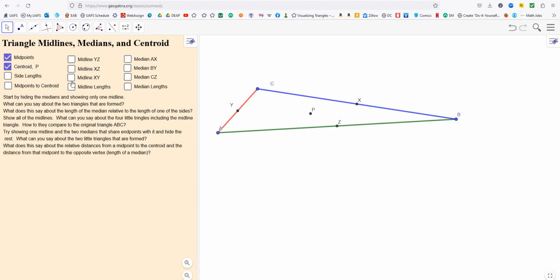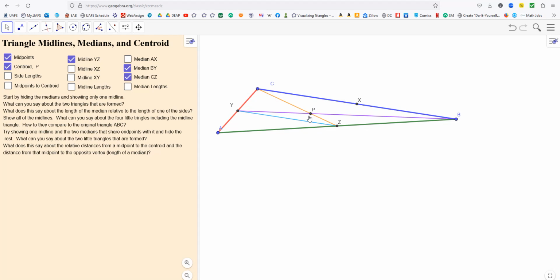I think I said to look at YZ and then the other 2 medians like this that share the endpoints. So get one of the medians and then the 2 of the medians, and then take the midline that connects the 2 midpoints there that are endpoints of the 2 medians. Okay, now we got 2 triangles here.